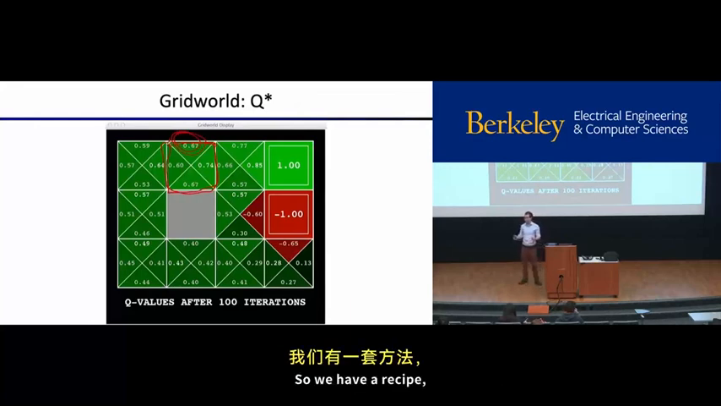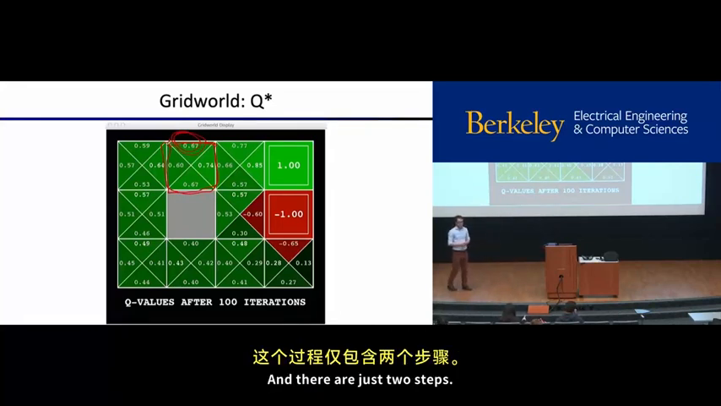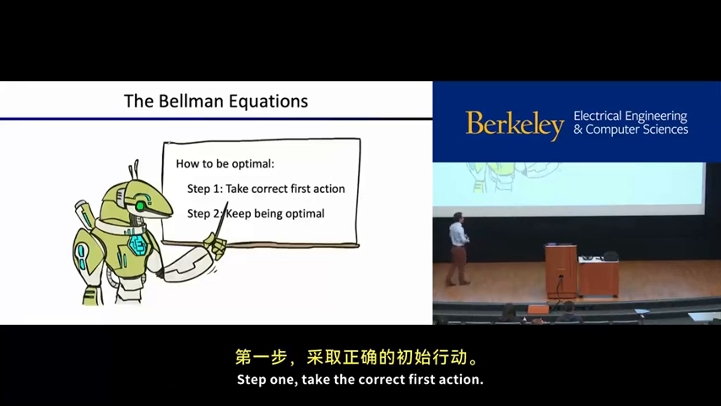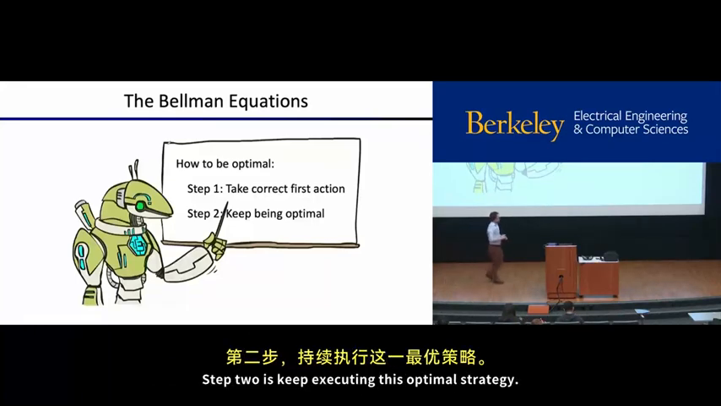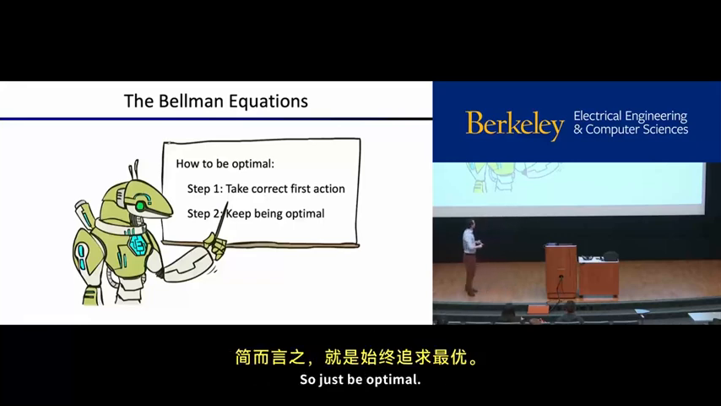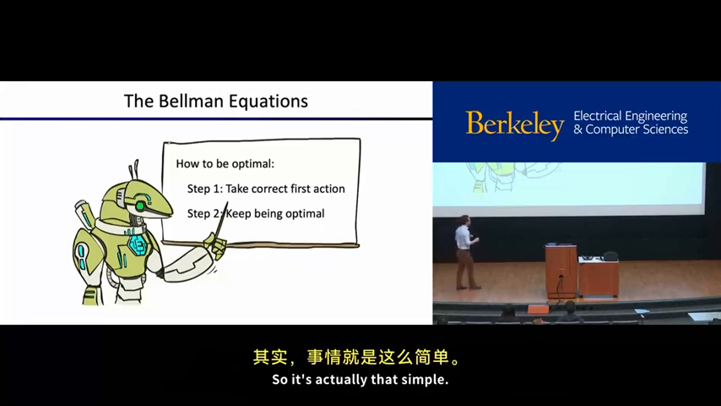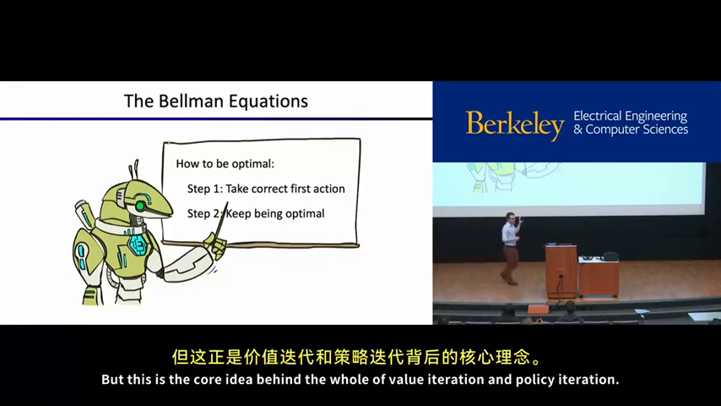Okay, so we have a recipe, and we were starting to get into this last time, for acting optimally in an MDP. And there are just 2 steps. Step 1, take the correct first action. Step 2 is keep executing this optimal strategy, right? It's a recursive definition. So just be optimal. Well, how do you be optimal? Take the first action correctly, and then continue being optimal. So it's actually that simple. But this is the core idea behind the whole of value iteration and policy iteration.